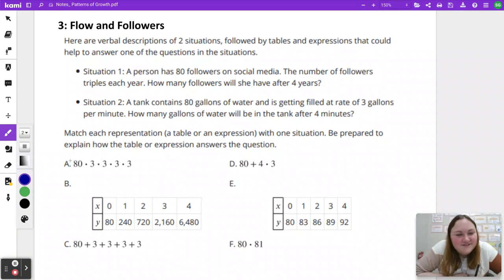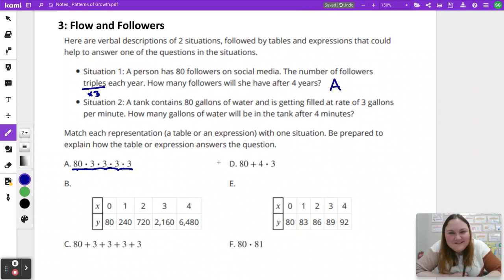All right. So going through them just one at a time. This first one is saying we're starting with 80, and then I'm multiplying by 3 again and again. We had said earlier that the word triple means multiplying by 3. This right here is showing the person starts with 80 followers, and then we're multiplying by 3 each year. We're tripling each year. So as I go through it, here's the starting amount is 80, and then we're multiplying by 3 for the first year, for the second year, for the third year, and the 4th year. Therefore, A would go with situation number 1.